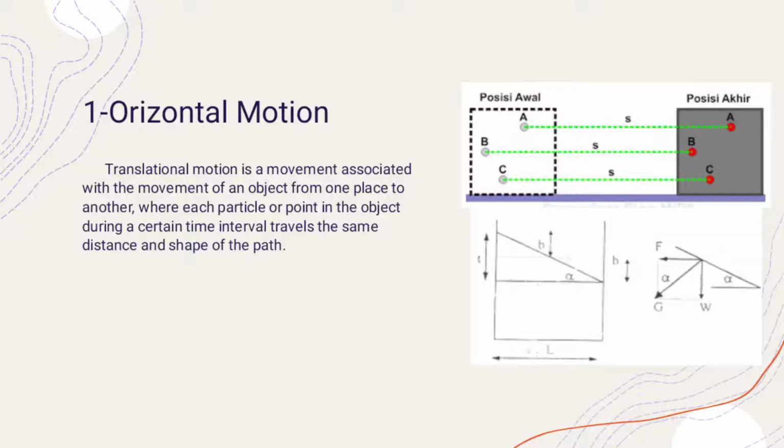Horizontal motion. Translational motion is movement associated with moving an object from one place to another, where each particle or point in the object, during a certain time interval, travels the same distance and shape of path. Here is an example of it.